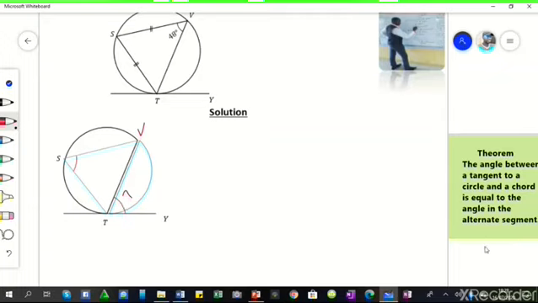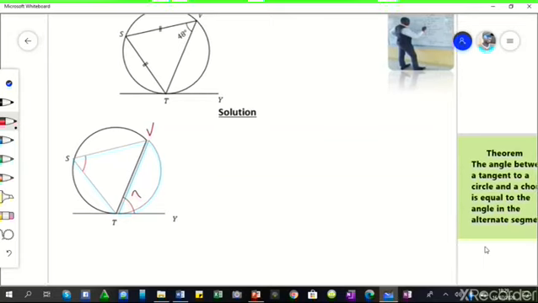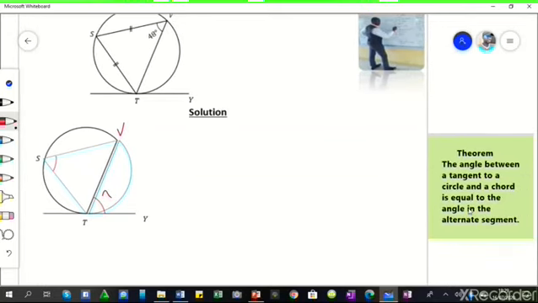And the theorem states that the angle between a tangent to a circle and a chord is equal to the angle in the alternate segment. Now, looking at this transcribed diagram, this angle we are looking for, this marked angle, is between this chord TV and the tangent TY.